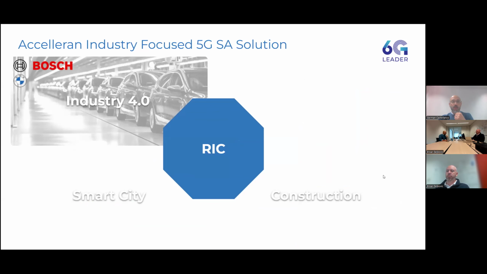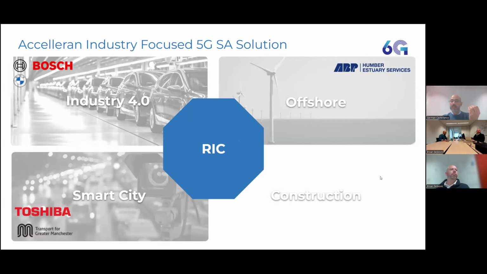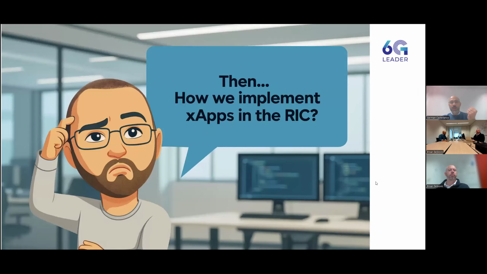So we have different industries that we can foresee for these solutions. One is industry 4.0, offshore communications, the smart city, and the construction environment, and all of them are supported by the RIC. So here the question is, how to implement xApps in the RICs to bring this intelligence to the 5G network. So that's the question that we need to ask ourselves, and Ensar is going to give us a solution and explain a little bit further.